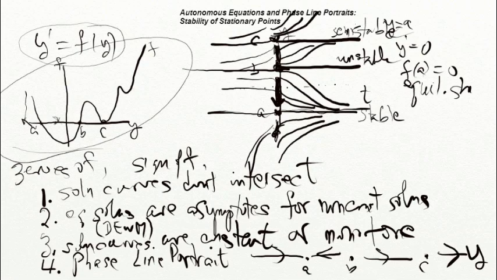What does a phase line portrait do for you? Well, first of all, it identifies the stationary points, or equivalently the equilibrium solutions. Then it tells you the long-term behavior of the solution curves that start at points other than the stationary points. And finally, it summarizes for the stationary points the nature of their stability.